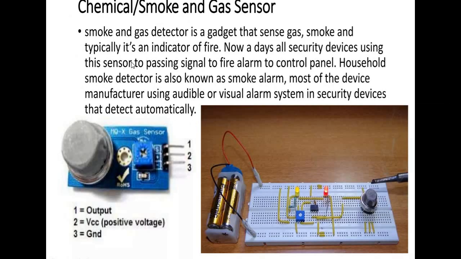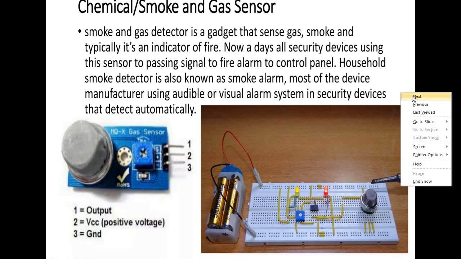Next, chemical or smoke sensors. A smoke and gas detector is a device that senses gas or smoke, and typically it is an indicator of fire. Nowadays all security devices use the sensor to pass a signal to the fire alarm control panel. A household smoke detector is also used as a smoke alarm. Most manufacturers use an audible or visible alarm system in security devices to detect automatically. So this is a chemical smoke sensor which is used for fire detection and more.